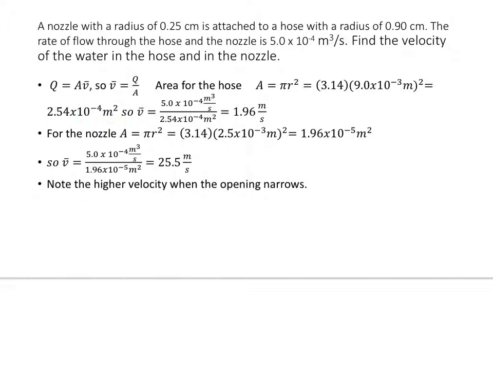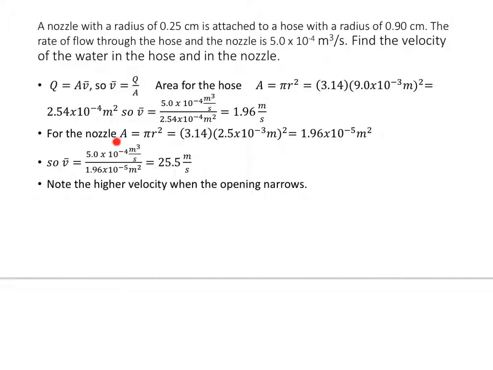So now we can compute the average velocity. We take that flow rate divided by the cross-sectional area. We get 1.96 meters per second. That's the velocity of the water in the hose. Okay, we move to the nozzle now.